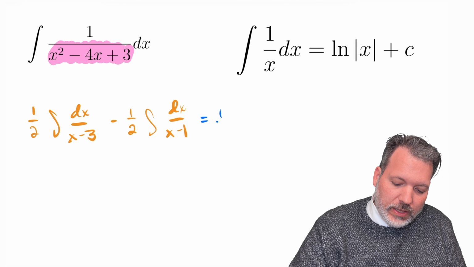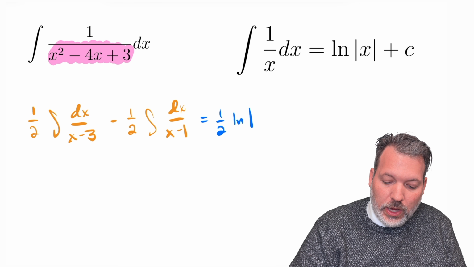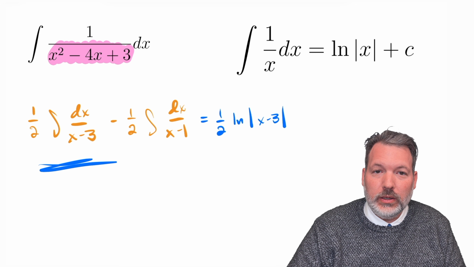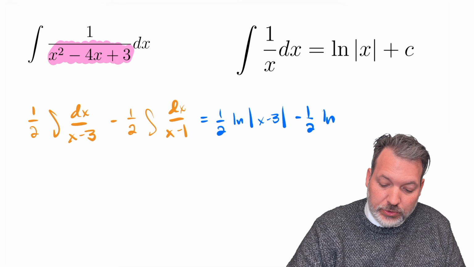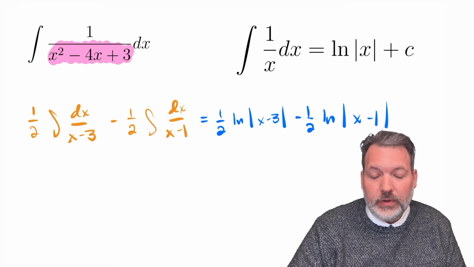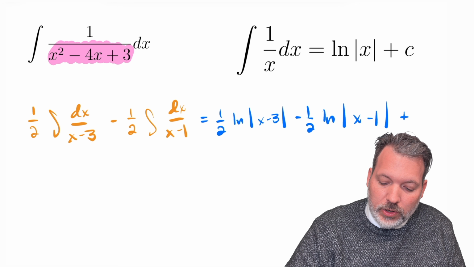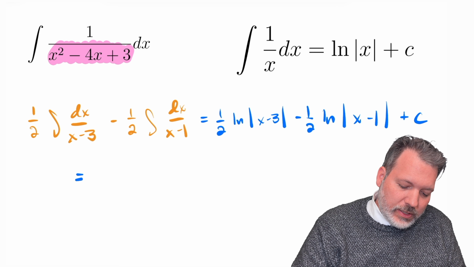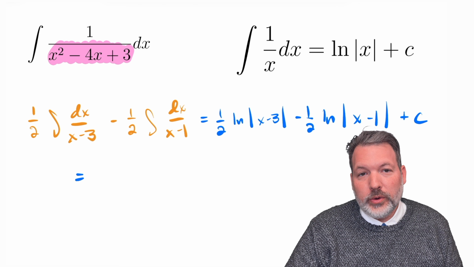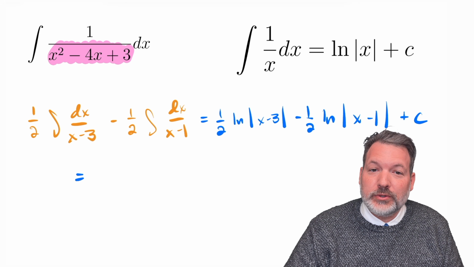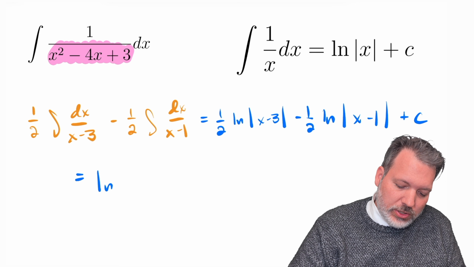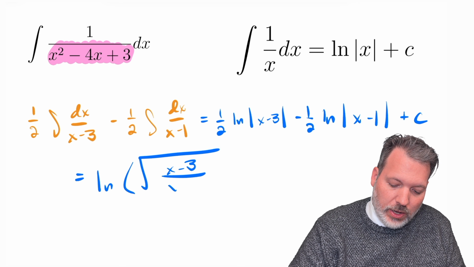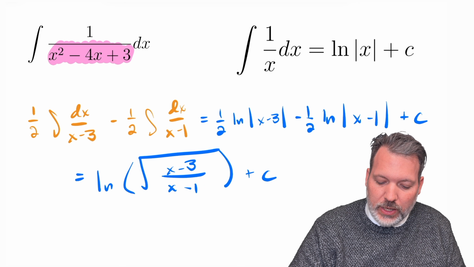What we should get is 1/2 of the natural log of the absolute value of x minus 3, that's for this first bit, minus 1/2 times the natural log of the absolute value of x minus 1, and because we are good little calculus students, we remember our plus c. If you really want, this can be further manipulated with logarithm properties. I will leave that as an exercise to the viewer, but you can turn this into the natural log of the square root of x minus 3 over x minus 1 plus c.